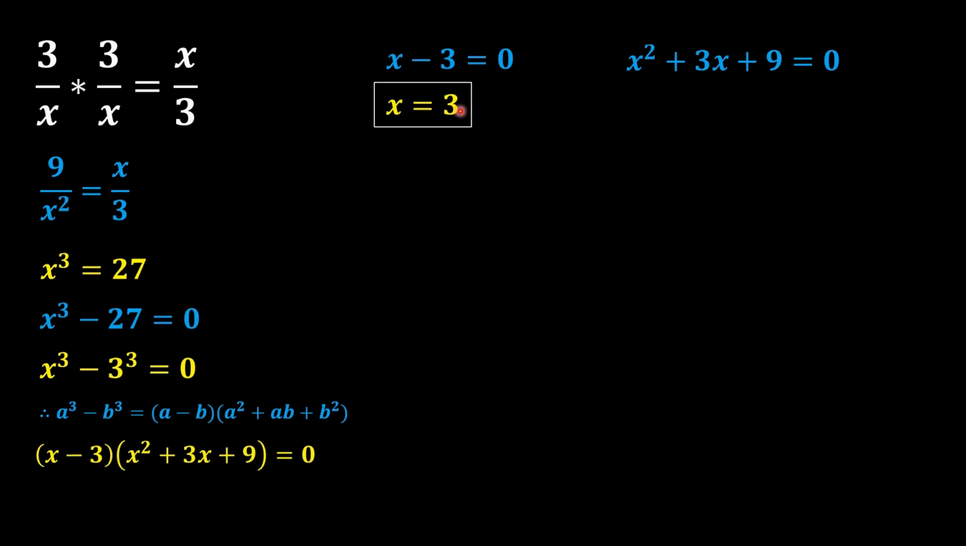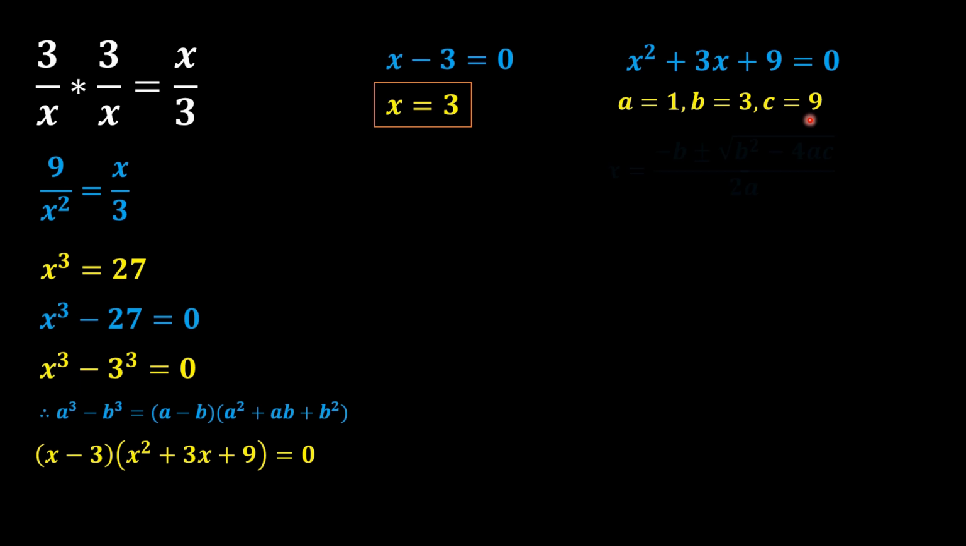Now you can see that our second equation is a quadratic equation, which is x square plus 3x plus 9 equal to 0. But here we can see another thing. This equation is a standardized quadratic equation, but not a factorizable equation. In order to solve this equation, first we should identify the values for a, b and c. So here a is 1, b is 3 and c is 9.